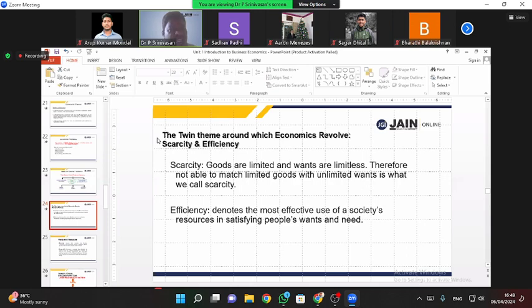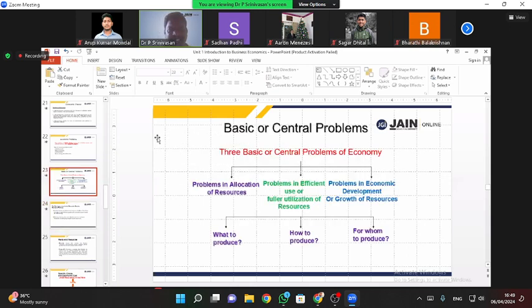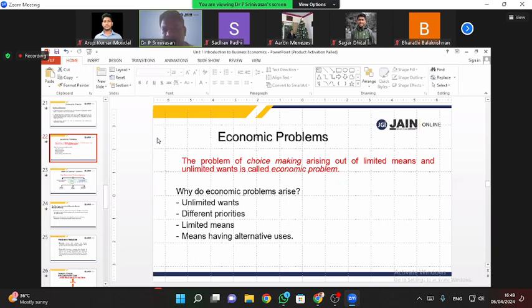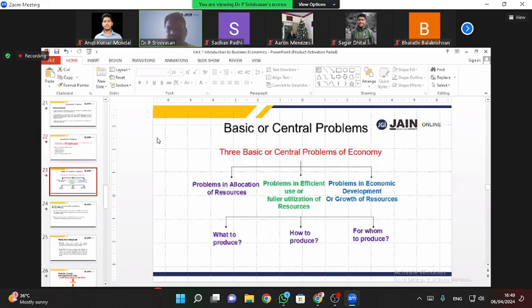Okay, fine. Now, when we talk about scarcity, when there is scarcity, you know that there is a choice, right? Some of you know, just I want to say this for your knowledge. When we're talking about scarcity and choice.